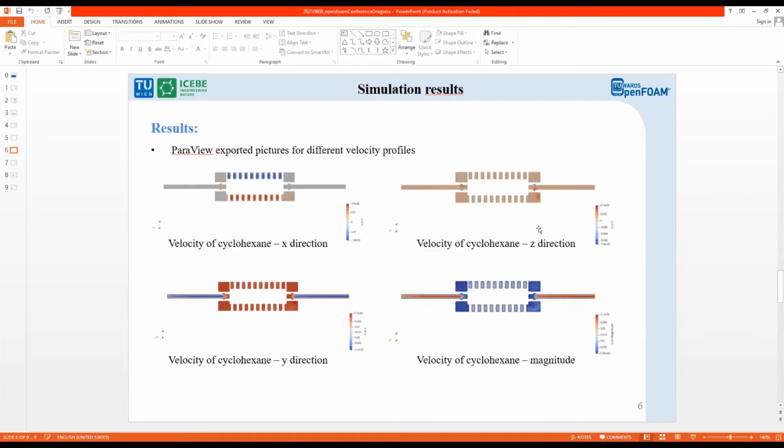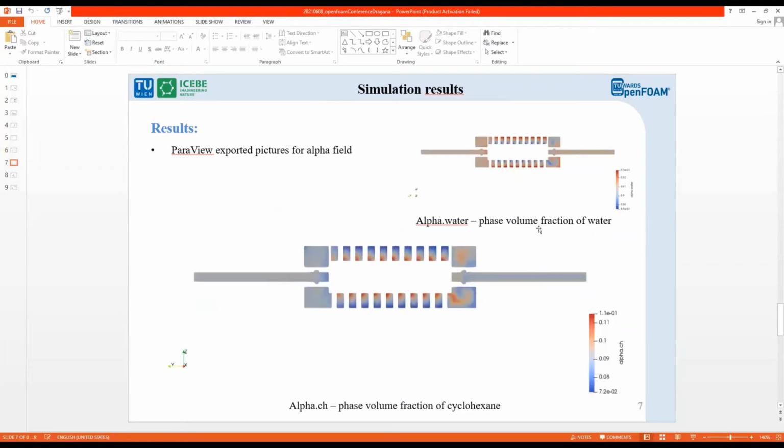On this slide, I show the velocity fields in various directions. The results are presented with pictures exported from ParaView. Here is presented the alpha field, the phase fraction. The phase fraction is defined as the probability that a certain phase is present at a certain point in space and time. My results are giving me a physical correction. The result was somehow desired, as the light phase sticks to the axis of rotation and the heavy phase goes closer to the walls.